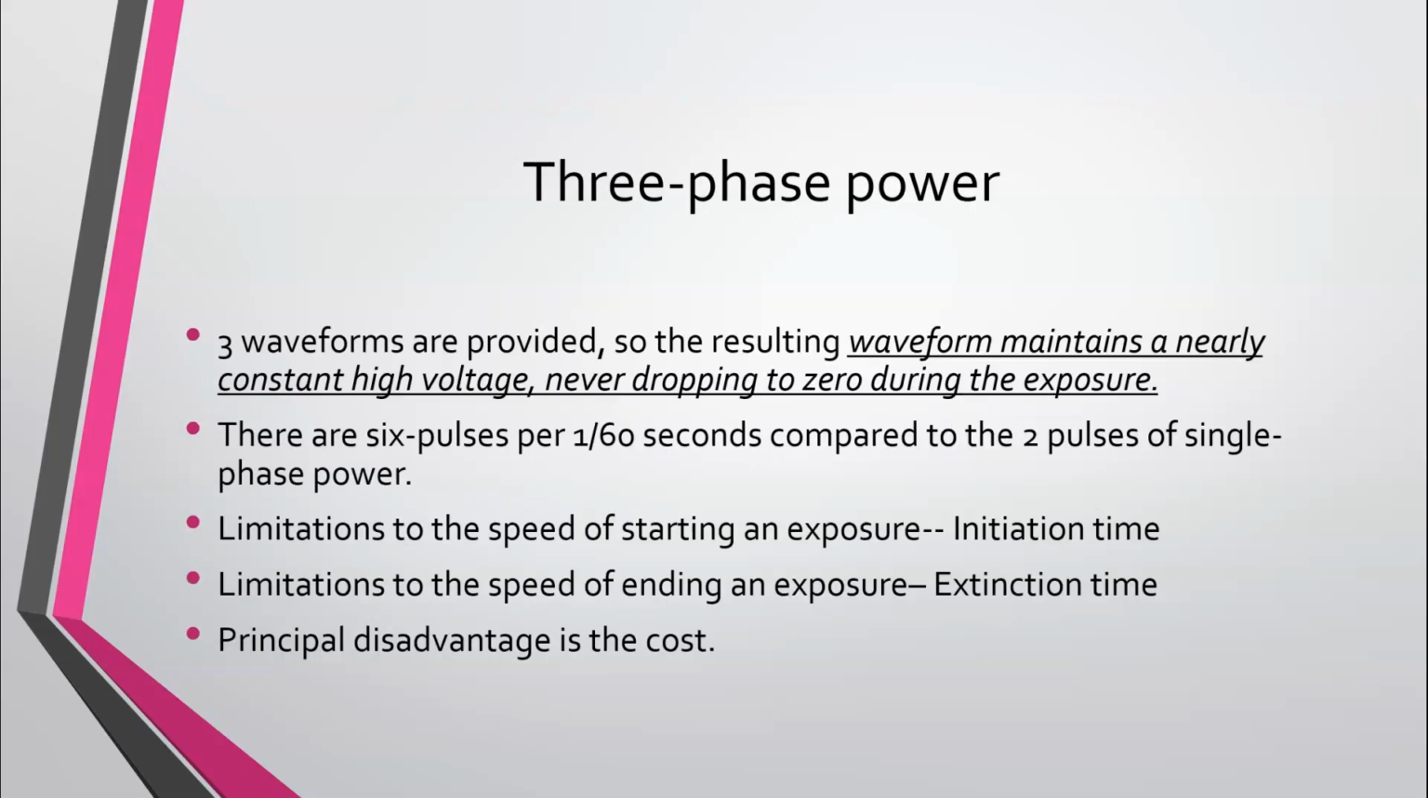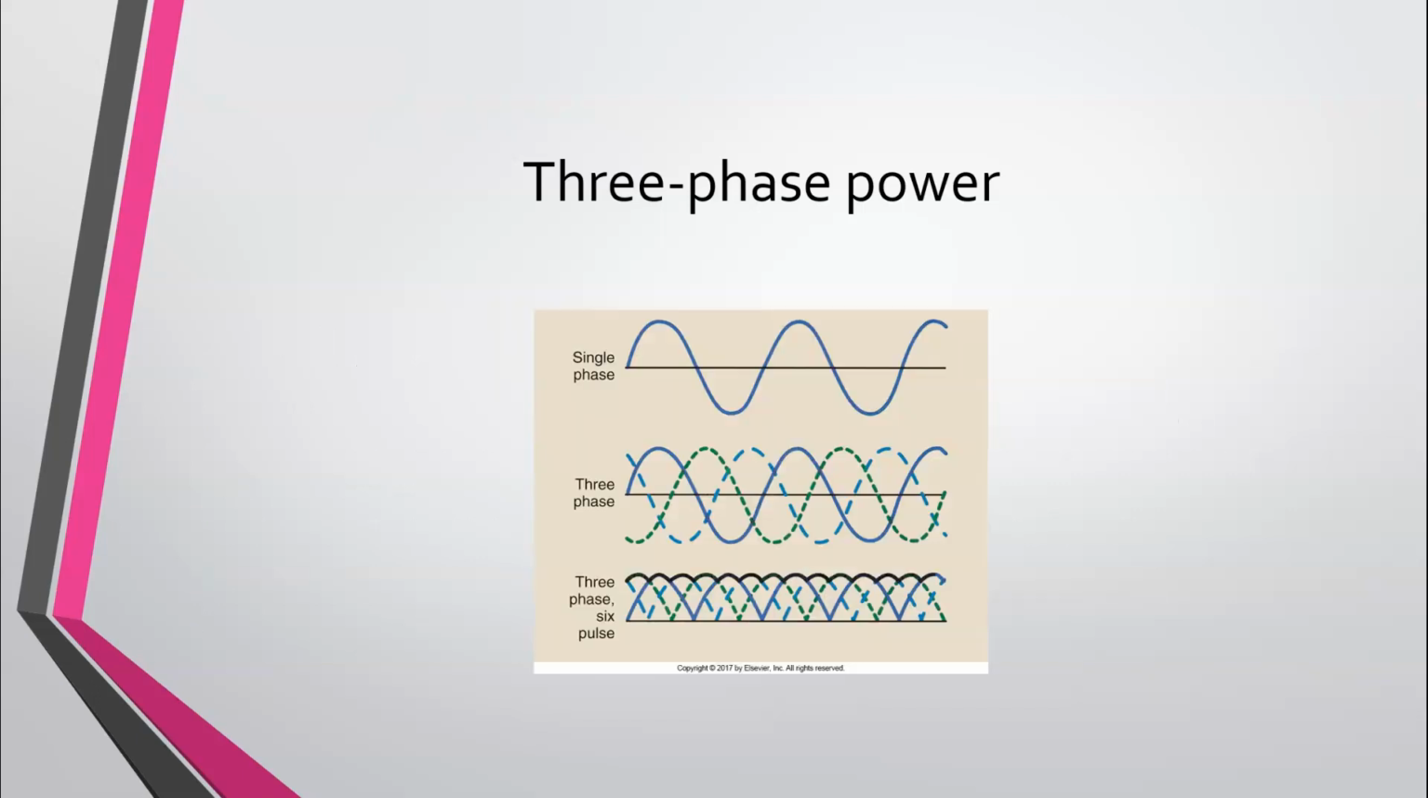So 3 waveforms are provided so that the resulting waveform maintains a nearly consistent high voltage, never dropping to 0 during the exposure. There are 6 pulses per 1/60th of a second compared to 2 pulses in single phase power. Limitations are the speed of starting an exposure, which is initiation time, and limitations to ending an exposure, extinction time. The principal disadvantage is the cost.